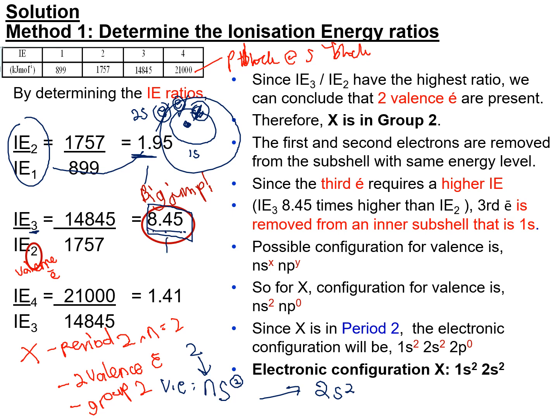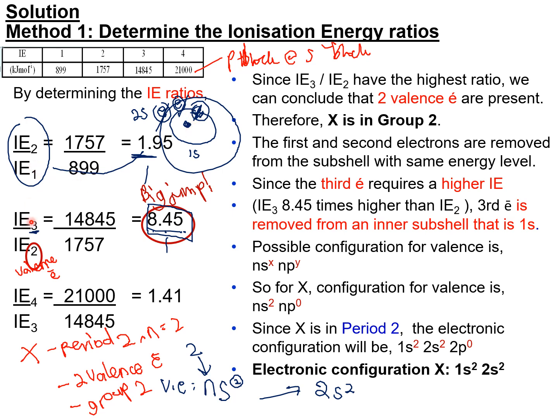So kiranya kat sini you can say that electron yang terkeluar dekat ionization energy yang pertama dengan kedua lebih kurang sama je. So that's why kita decided you hanya akan ada dua valence electron saja. Sebab electron yang ketiga ni, kenapa you dapat IE yang ketiga? IE yang ketiga ni ialah hasil daripada you ambil electron yang ketiga, sebab electron yang ketiga ni you ambil daripada inner subshell. So that's why you required more energy.